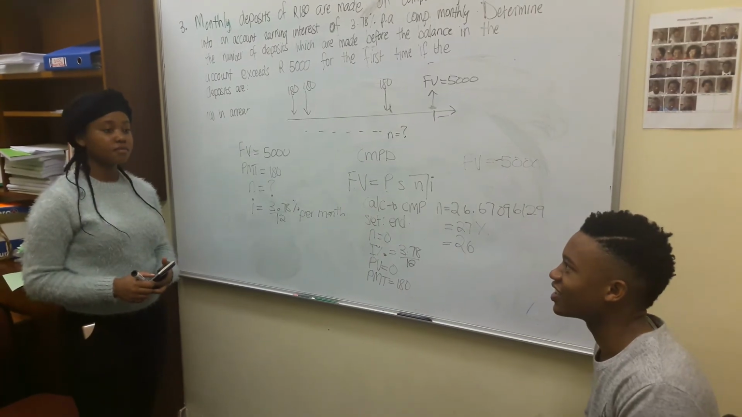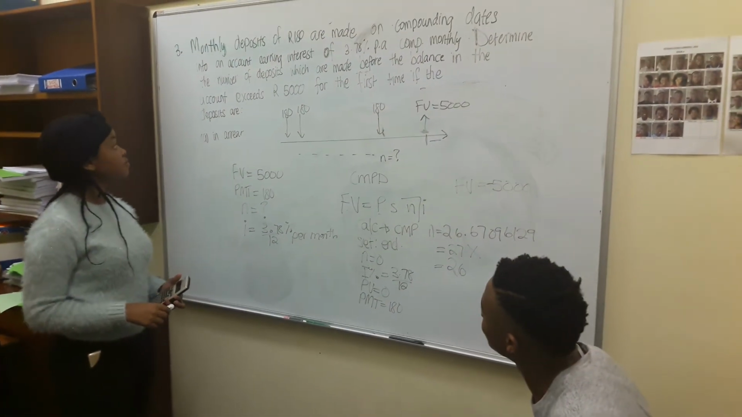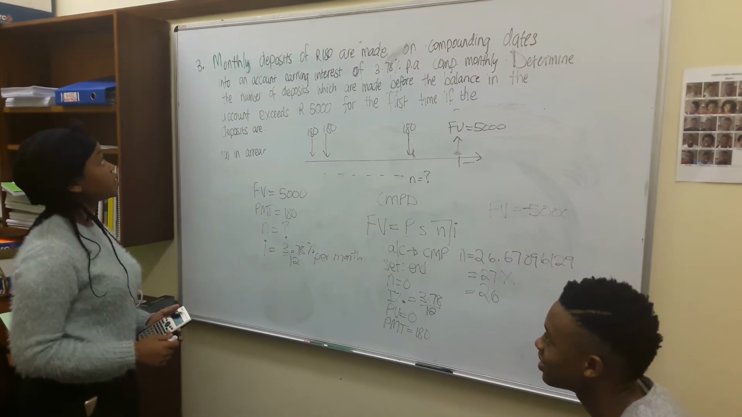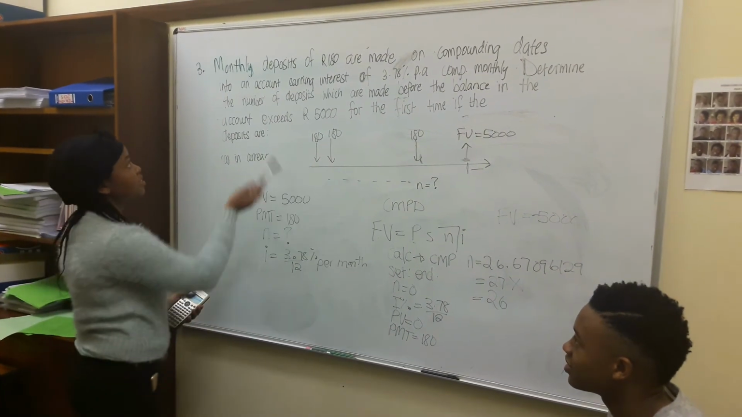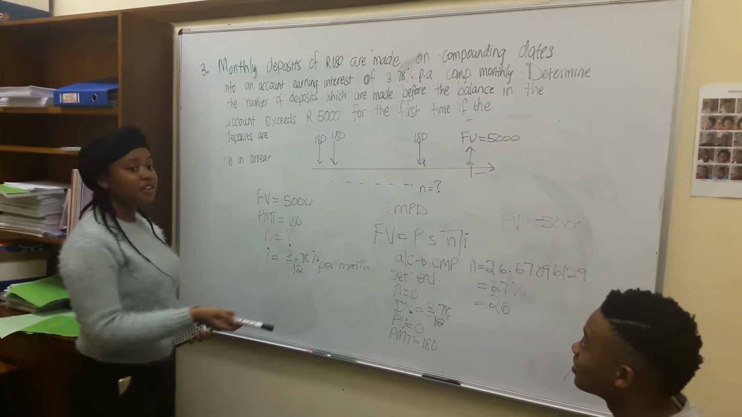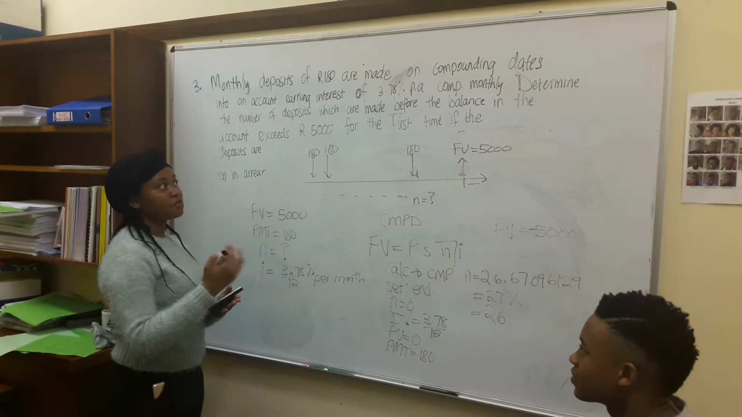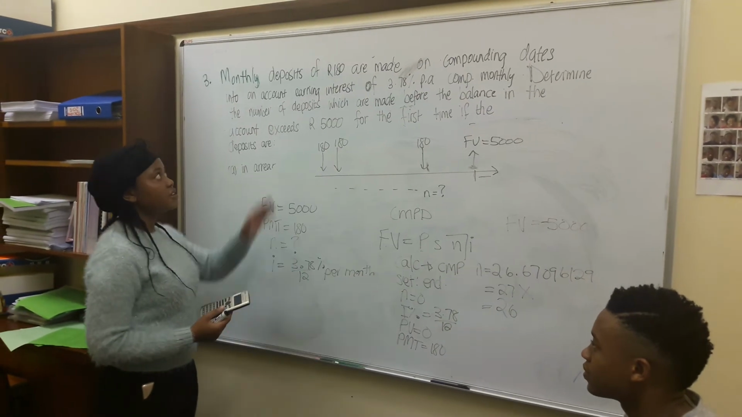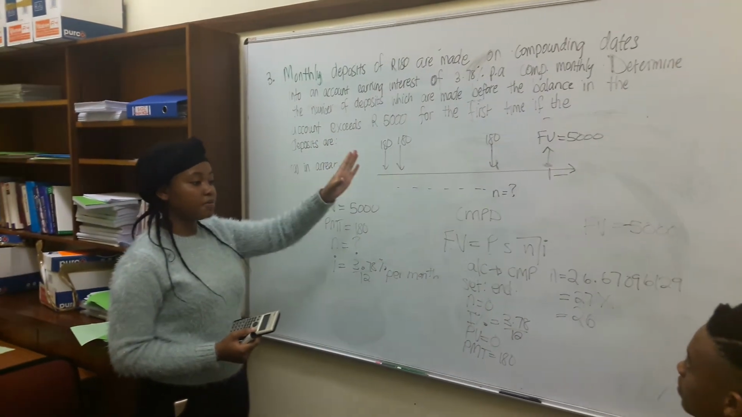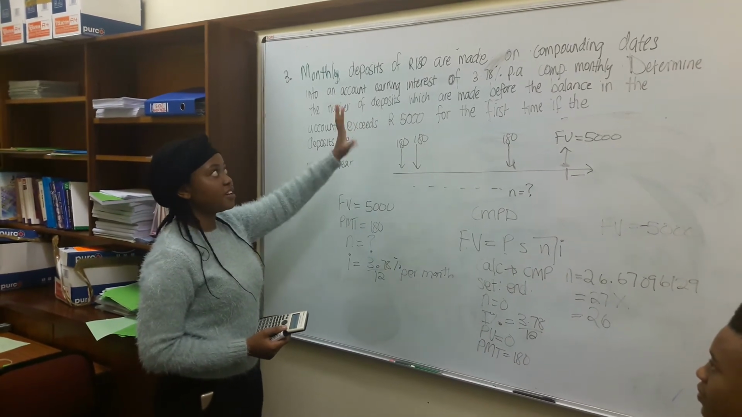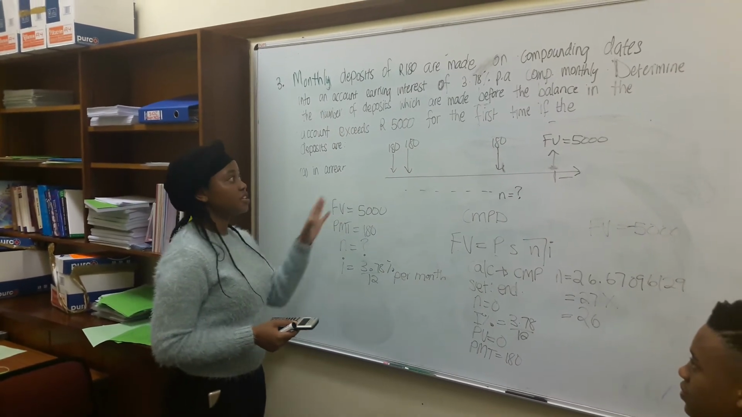Okay, how did you know this is an annuity? How did you find out from the question? The question says that monthly deposits of 180 are made, and when we deal with annuities, it's the same amount of payments made for a certain period of time. Here they already told us it's only 180 rands that was deposited. We're not assuming any other amounts were deposited, so it's an annuity.